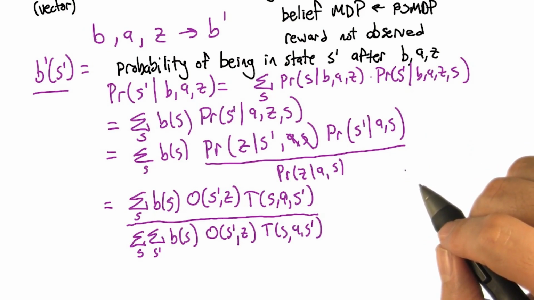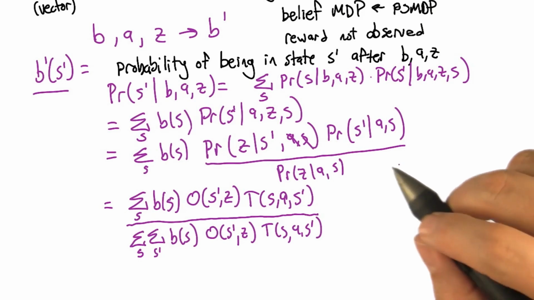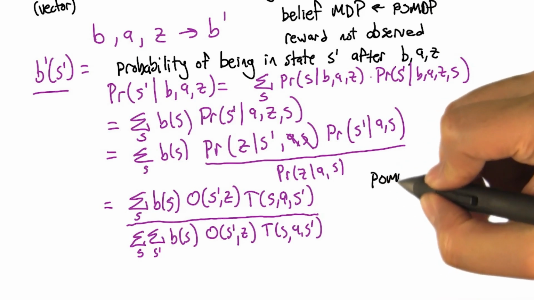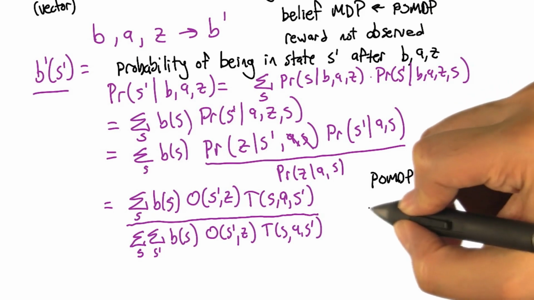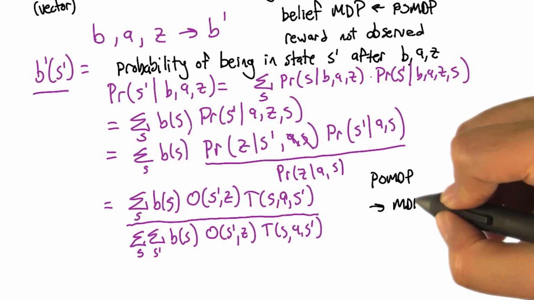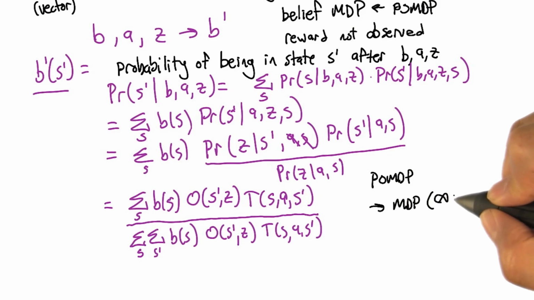Cool. All right. So this doesn't actually tell us how to do decision making, because what we've done is turn a POMDP into an MDP that, by the way, has an infinite number of states.